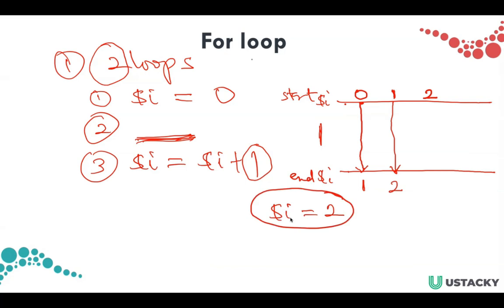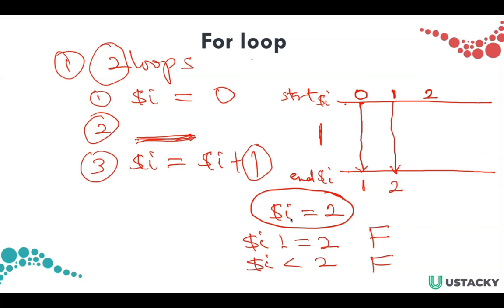We need to write a condition that will be false relative to the present condition of our $i. $i presently is 2. So if you write a condition like $i is not equal to 2, this is going to be false. Because 2 is not equal to 2 is false. You can also write a condition like $i is less than 2. $i is not less than 2 because $i is 2 at this position. So this is also false.